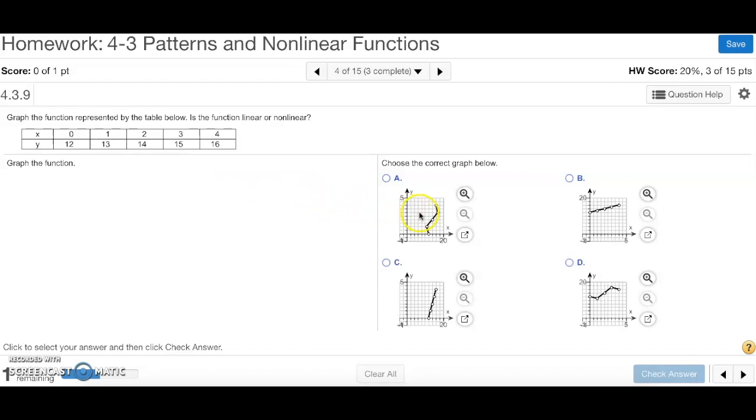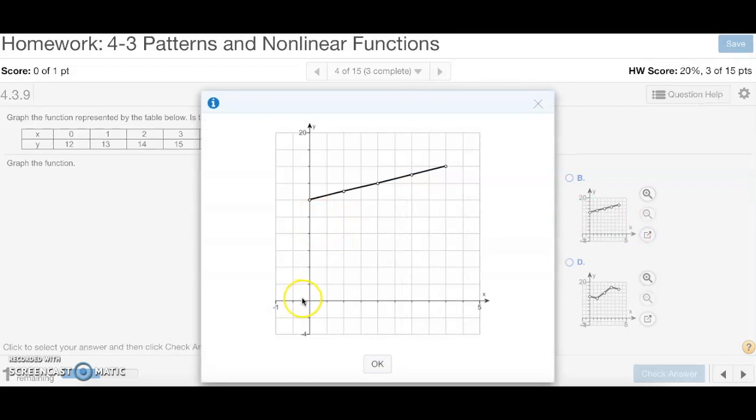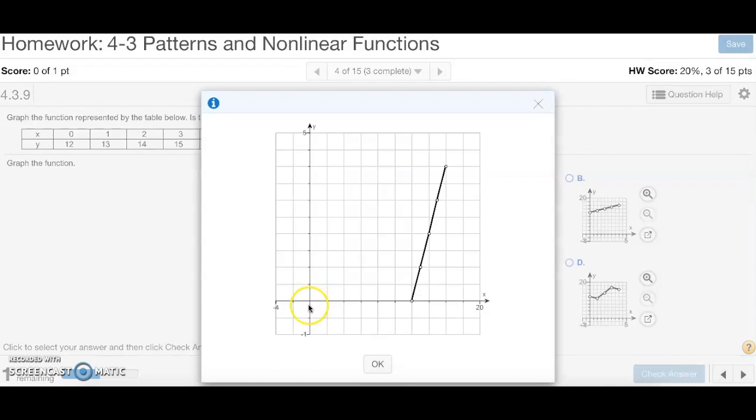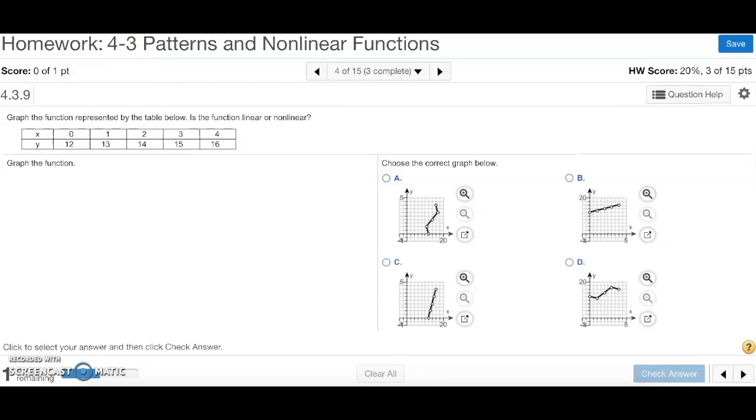So it's not going to be A or D. It would have to be either B or C. Now we start at 0, 12. Looking at B, we have a point at 0, 12. But if you look at C, there is no point where x is 0, which will be right here. And all along here is where x is 0. So that means our graph has to be B.